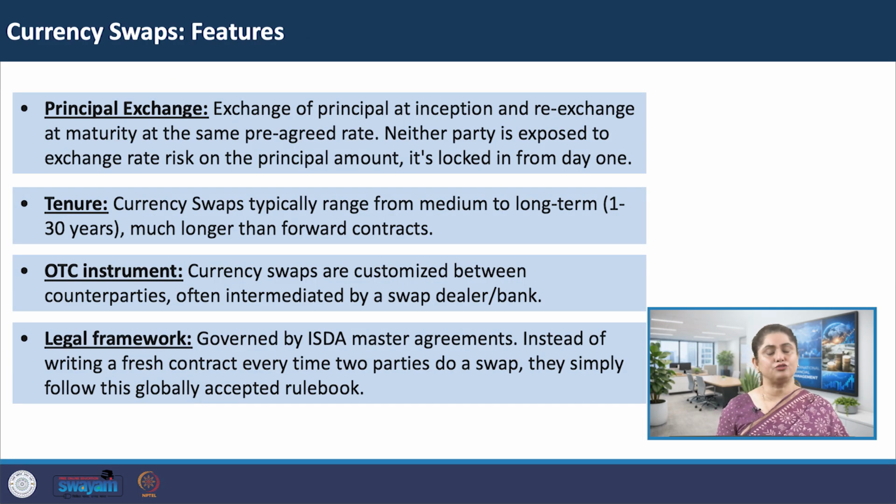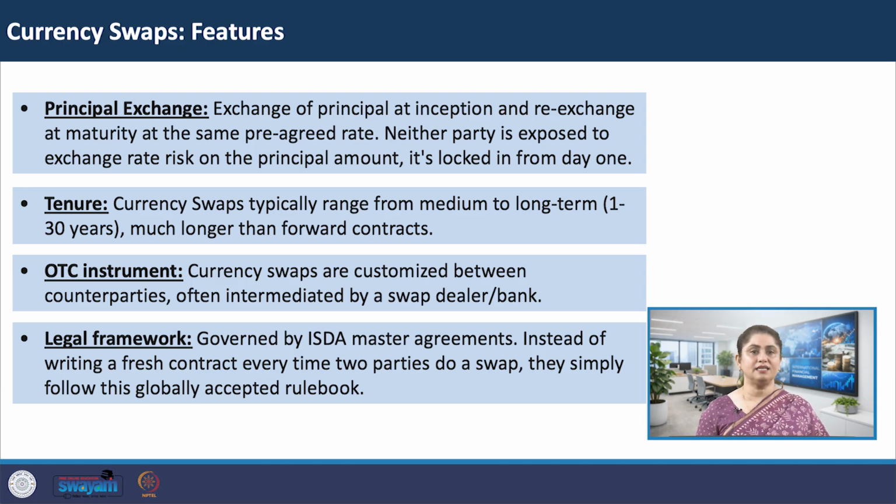Now we have walked through a full swap structure. Let's step back and articulate the key features of currency swaps as a financial instrument. First is the principal exchange. This is actually one of the most underappreciated features. Unlike interest rate swaps, where only interest payments are exchanged, a currency swap also exchanges principal. At maturity, they get their own currency back at the same rate they agreed at the start. This means neither party is exposed to exchange rate risk on the principal amount. It is locked in from day one.